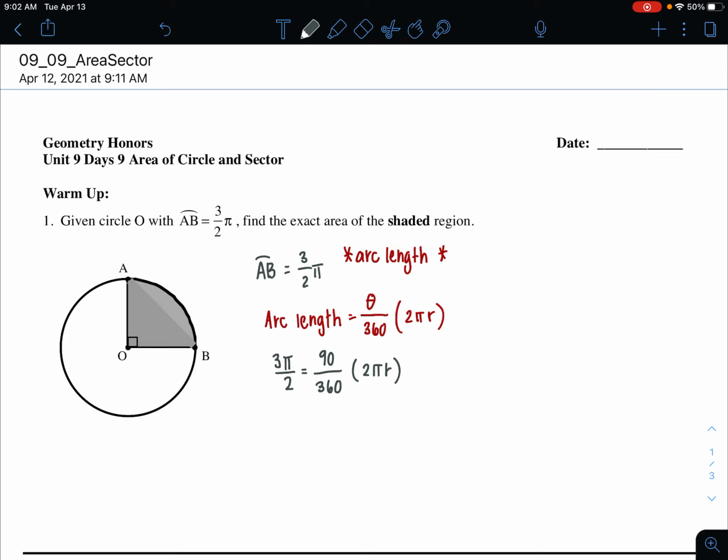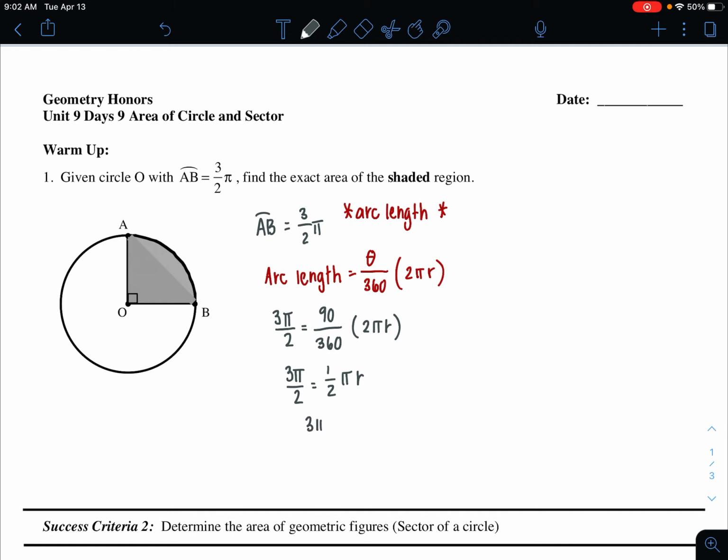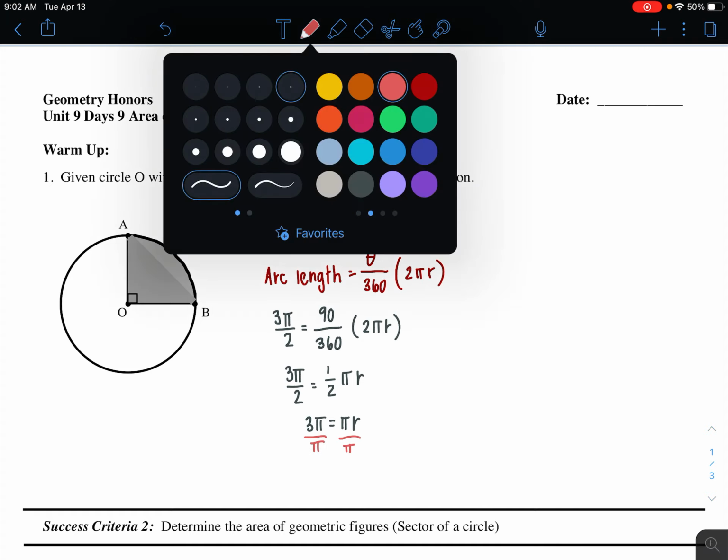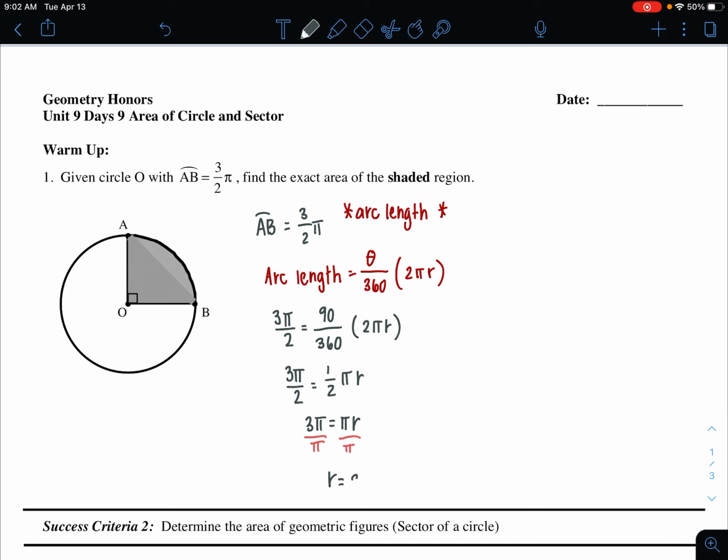90 times 2 is 180. 180 divided by 360 is 1/2. So this becomes 3 pi over 2 equals 1/2 times pi r. If we multiply everything by 2, we're left with 3 pi equals pi r. The last thing I need to do is divide both sides by pi, and we're left with a radius of 3. Awesome, so we know that the radius of the circle is 3.